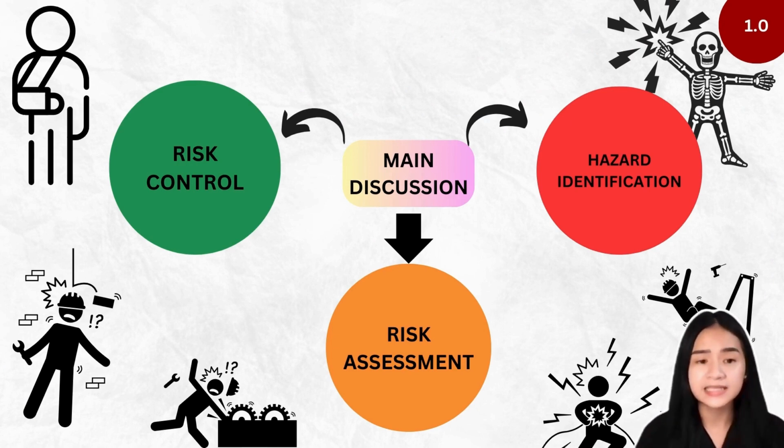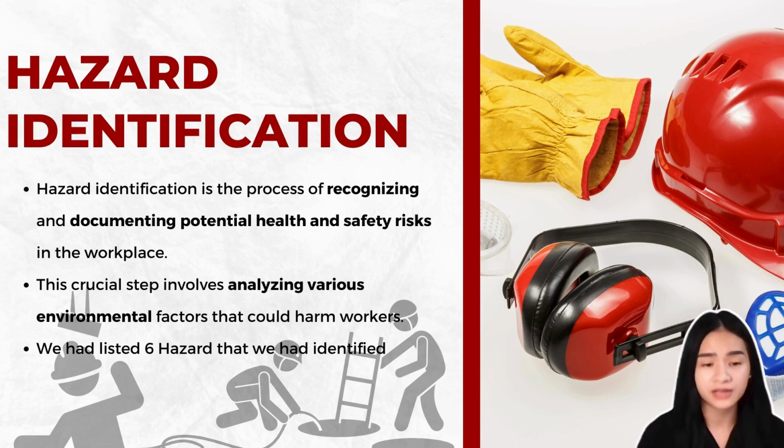So basically, hazard identification refers to the process of recognizing and documenting potential health and safety risks in the workplace. This crucial step involves analyzing various environmental factors that could harm the worker in the workplace. We have identified 6 of the hazards.